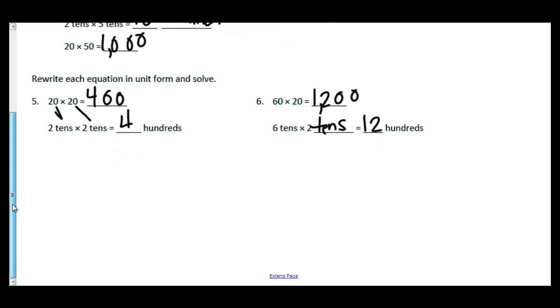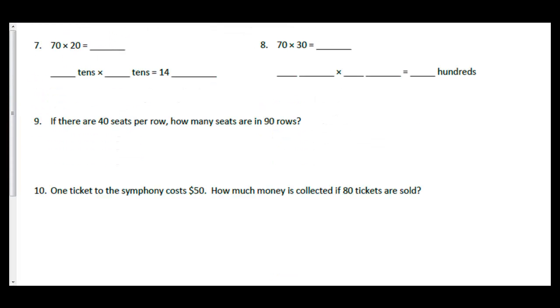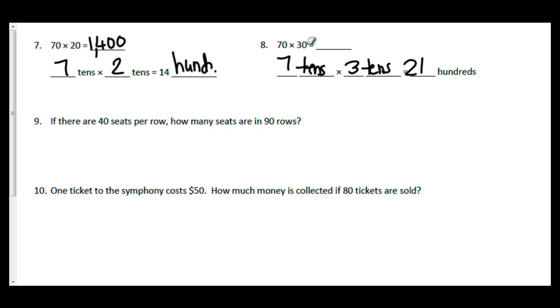Hopefully you're starting to get the hang of it. Maybe you feel like you could do the next one by yourself. I want you to try, and you can check back with me. You should have had 7 tens times 2 tens equals 14 hundreds. 7 tens times 3 tens equals 21 hundreds.